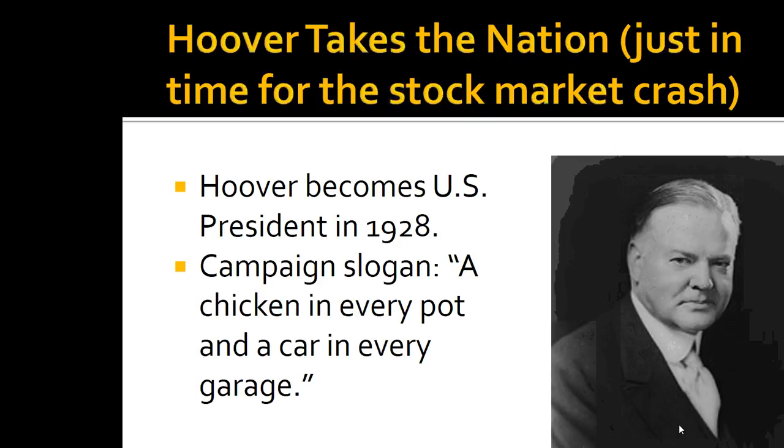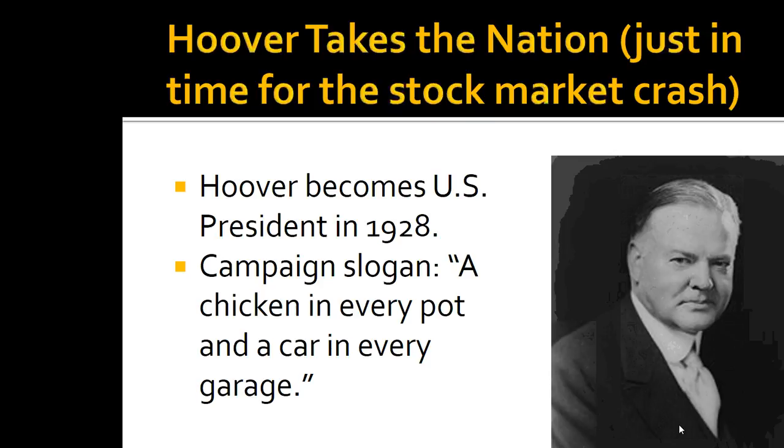So the president that's going to make his way into the White House just in time for this economic disaster is Herbert Hoover. He will be elected in the election of 1928, and in just a year we're going to see the stock market crash. So bad timing on his part, not that he could have planned that, but of course it will be a lot for him to handle as president.